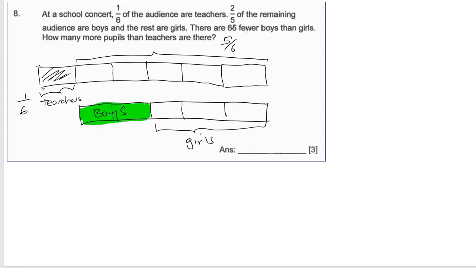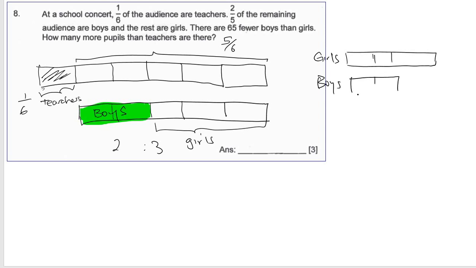But then you know that there are 65 boys fewer than girls. So if I were to draw this model, here there are 3 boxes for girls. Remember the ratio? The ratio of boys to girls is 2, then here is 3. Although my boxes don't really look nice, maybe I should make it easier for you to understand. I should draw it neatly, right?